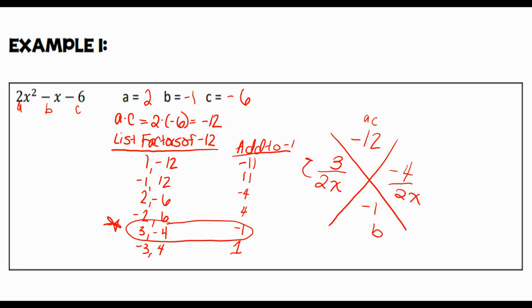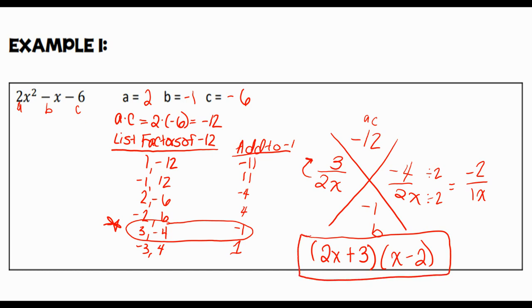And I read from bottom to top. 3 over 2 cannot be reduced, so I can write my factor as 2x plus 3. -4 over 2 can be reduced by 2. So I get -2 over 1x. So I get x minus 2. And these are my factors. The order does not matter. If you wanted to write it as x minus 2 times 2x plus 3, that would be fine as well.